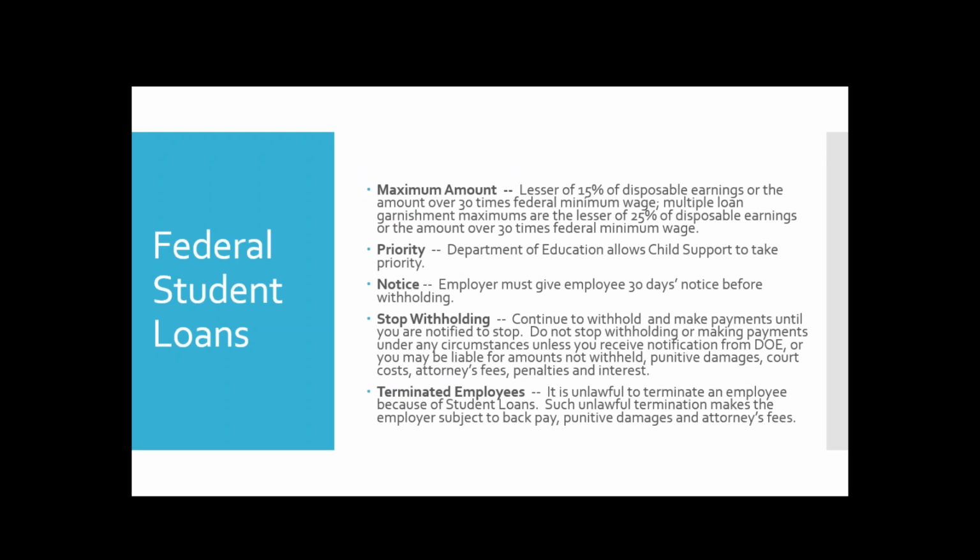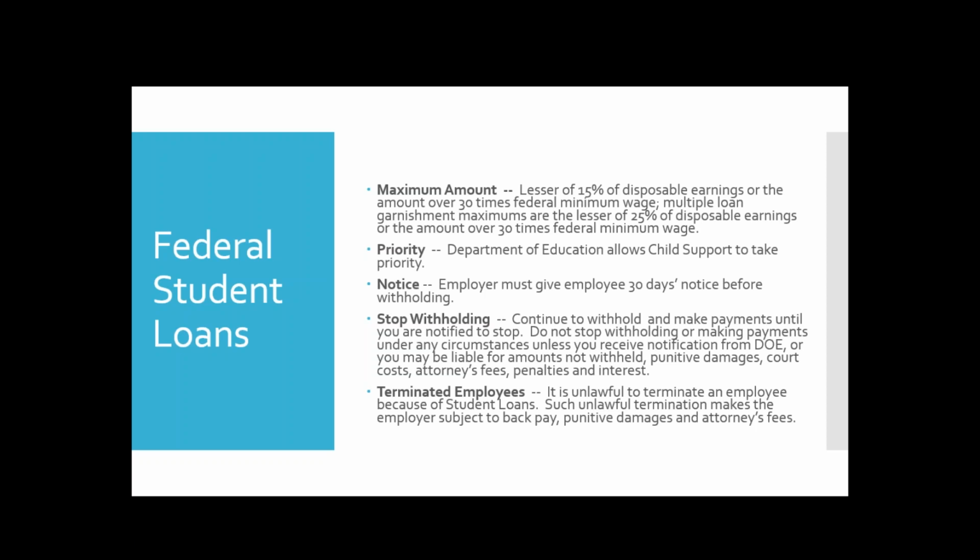Federal student loans, which we're seeing more and more of these days, have a maximum deduction amount of the lesser of 15% of disposable earnings, or the amount over 30 times federal minimum wage, unless there are multiple loans, and then that 15% changes to 25%.